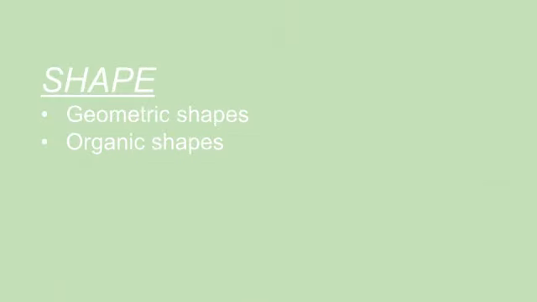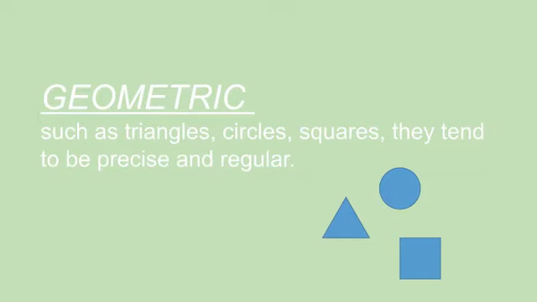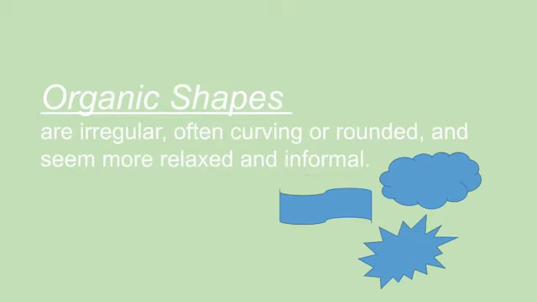All right, the next element is shape. There are two categories of shapes. The first category is geometric shapes. Geometric shapes are triangles, circles, and squares, and they tend to be precise and regular. The second category of shapes is organic shapes. Organic shapes are irregular and often curving or rounded, and seem more relaxed and informal.